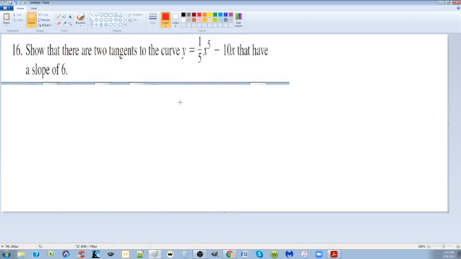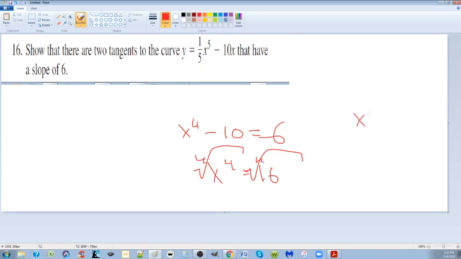Show that there are 2 tangents to the curve. It's the same thing. So find the derivative of this. You get x to the 4 minus 10. Make it equal to 6. And clearly, when I take a 4 root, I'm going to have 2 possible answers. So x to the 4 is equal to 16. 4 root both sides. So I get x is equal to plus 2 or minus 2.